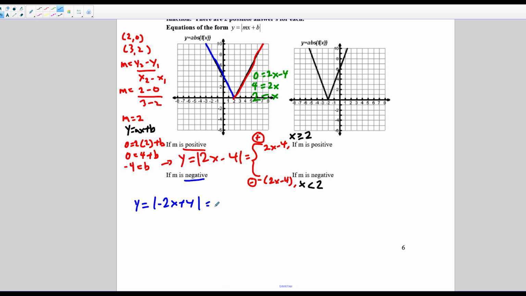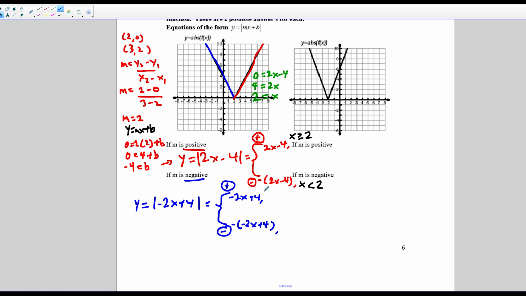And again, if we're doing our piecewise function, we're going to first start off with our positive portion, and then we're going to look at our negative portion. So we have our positive portion, which is exactly just the negative 2x plus 4. And then our negative portion is going to be the negative of that, negative 2x plus 4.